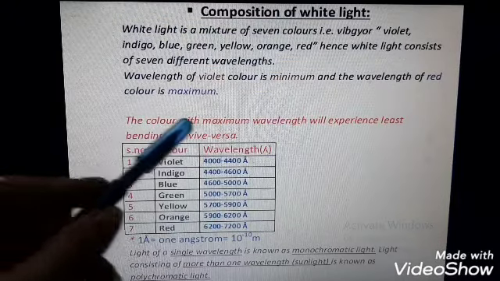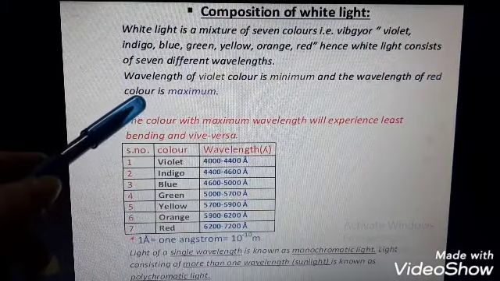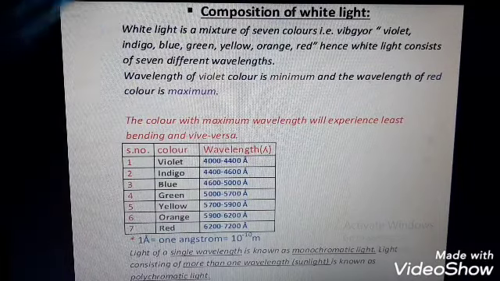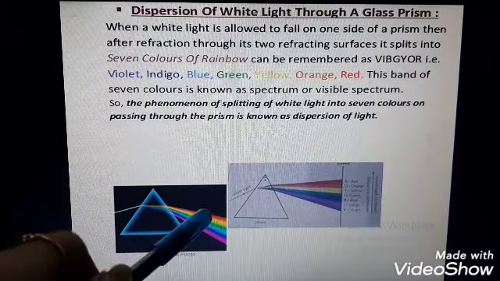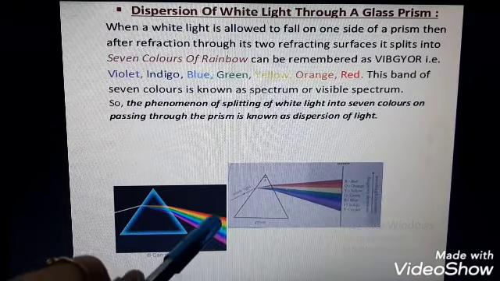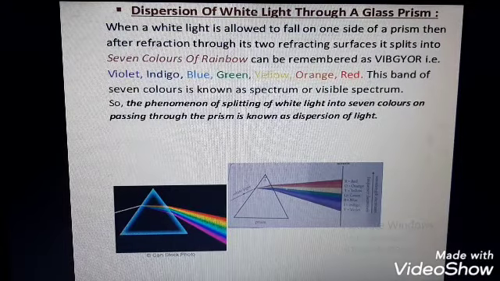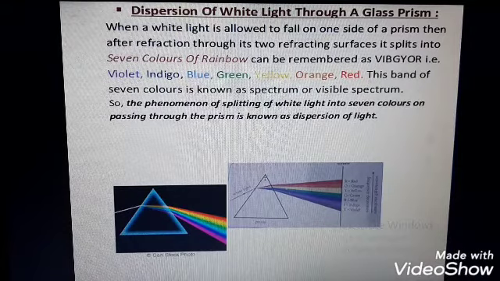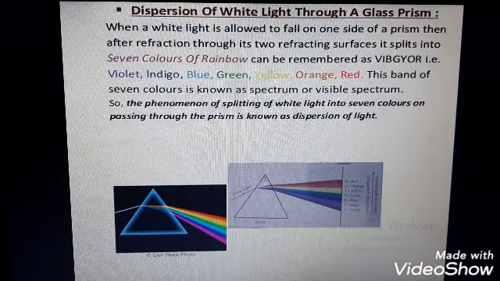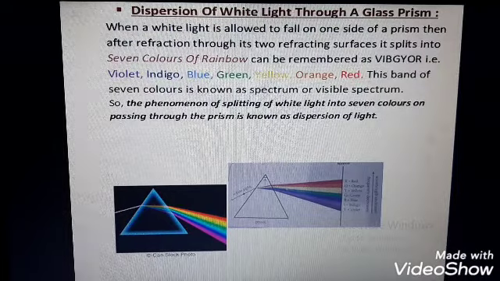Okay, so the color with maximum wavelength will experience the least bending. If you can see in the diagram, let me show you that slide. In this, the minimum deviation is experienced by red color and the maximum deviation is experienced by violet color. Do you know why? Because the speed of red light, when it passes from one medium to another, decreases the least.